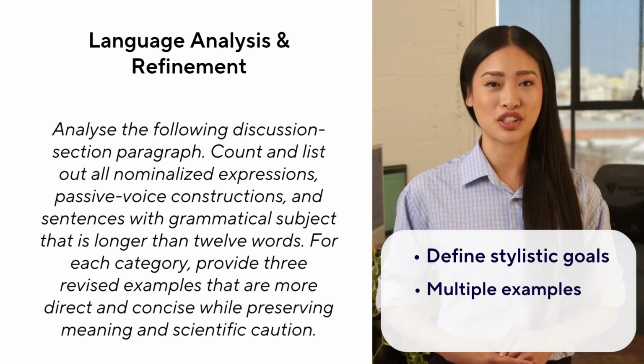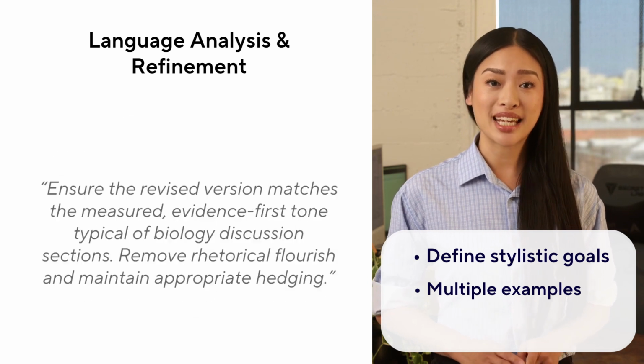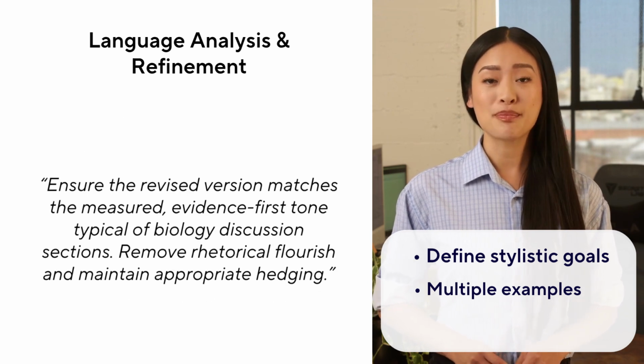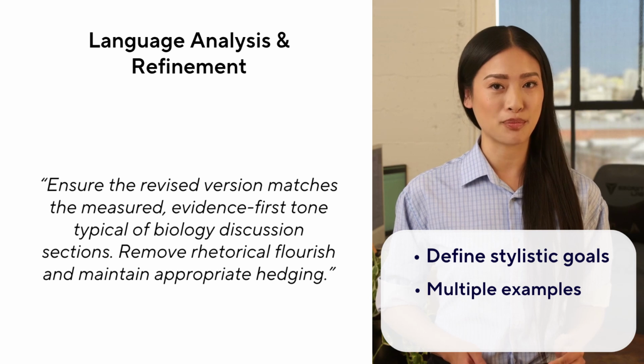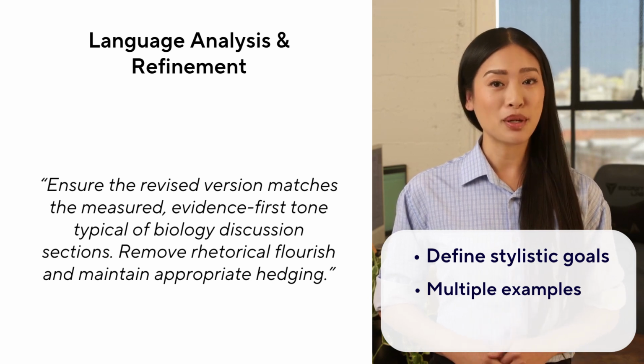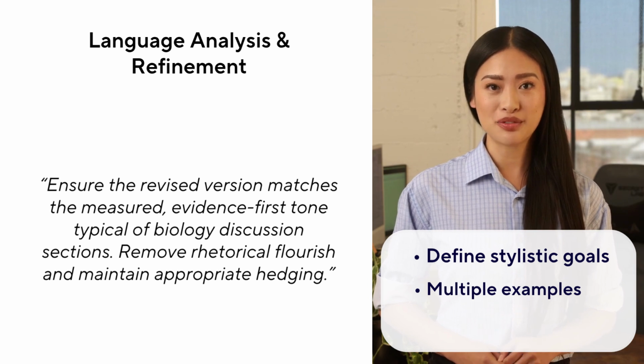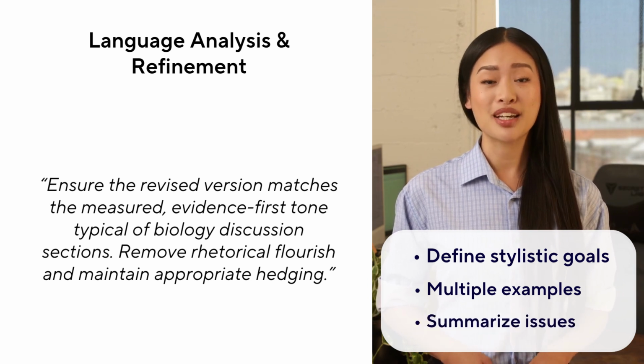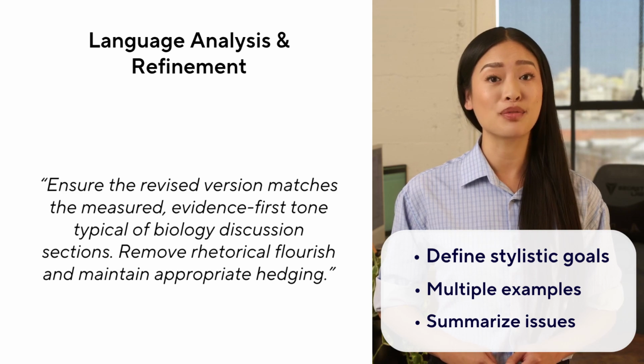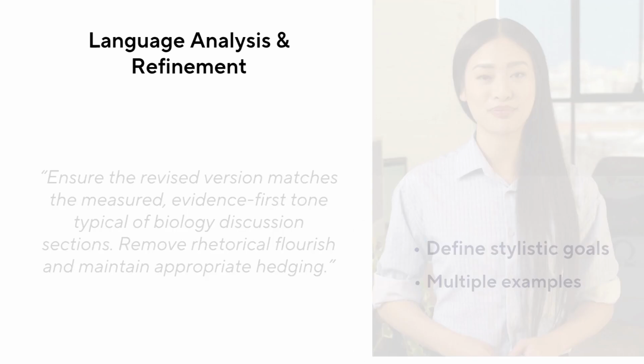Then ask AI to adjust the tone to match your discipline. Say, ensure the revised version matches the measured evidence-first tone. Remove rhetorical flourish and maintain appropriate hedging. Finally, to internalize these linguistic techniques, finish by asking the AI to summarize recurring issues into a 1-page personal style checklist. And what about this case?